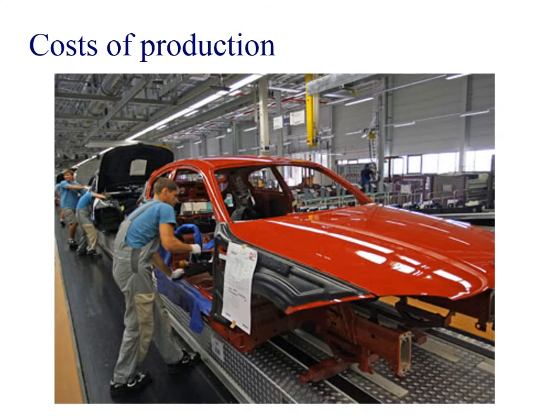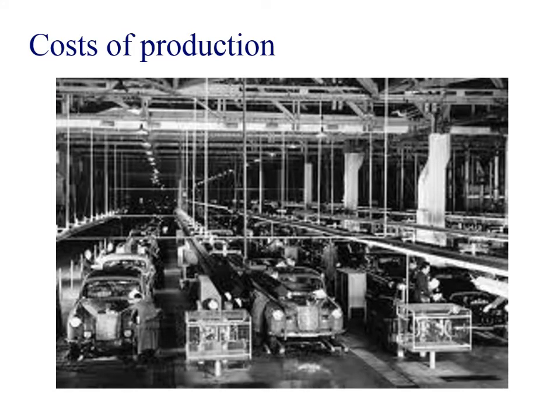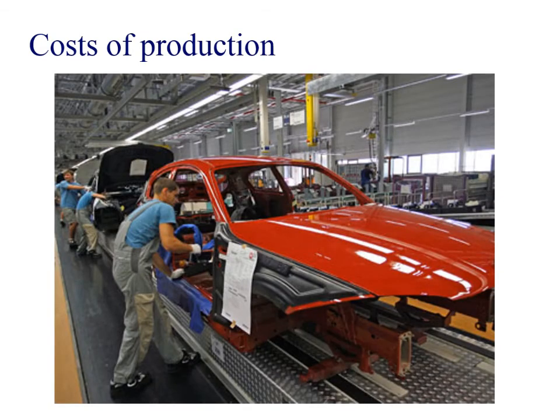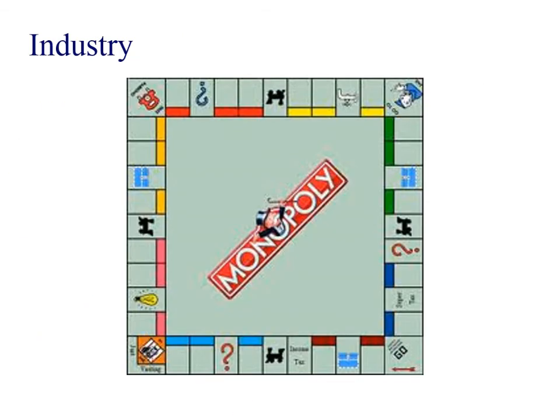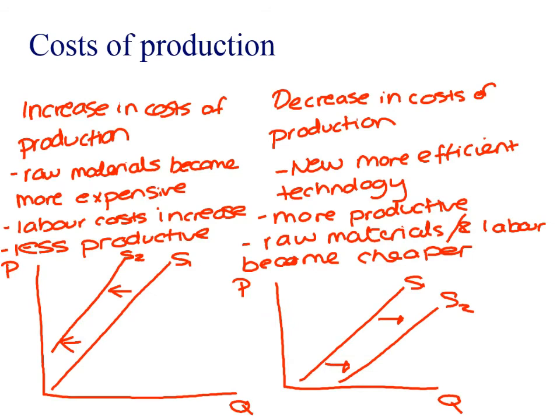So cost of production, I've got two photos here. Here's from about the 1950s, car manufacturing, and here we've got car manufacturing these days. It's much more efficient these days, better technology available, and that has meant that our supply has shifted outwards of car manufacturing. We can produce much more these days, more technologically advanced. So if your cost of production decreases or you get advances in technology, then you find that supply would shift outwards.